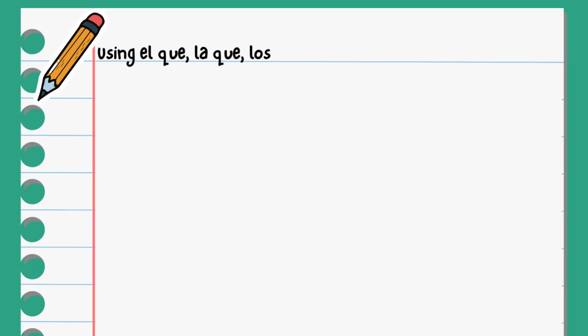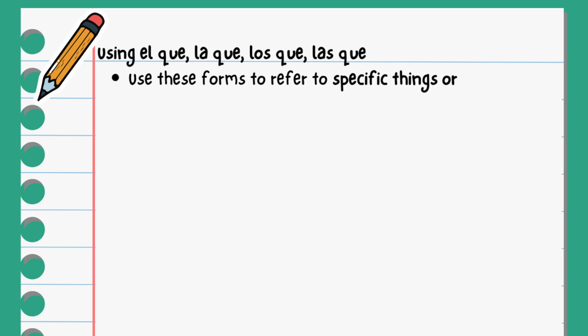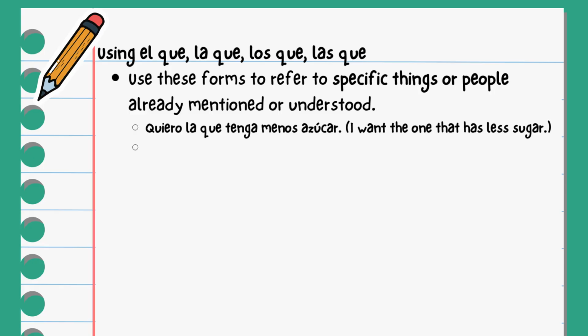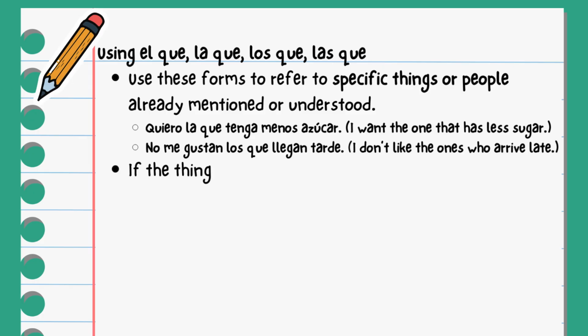Using el que, la que, los que, and las que. You use these forms to refer to specific things or people already mentioned or understood. For example, quiero la que tenga menos azúcar. I want the one that has less sugar. No me gustan los que llegan tarde. I don't like the ones who arrive late.